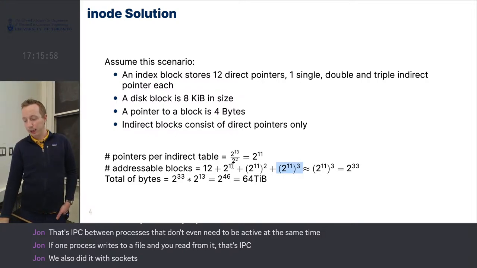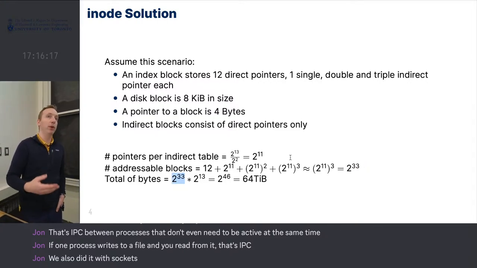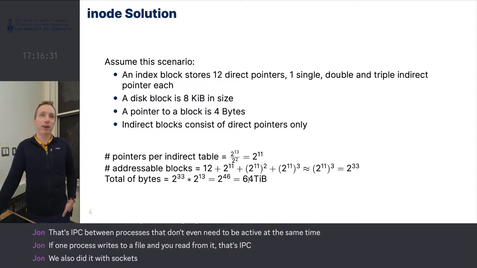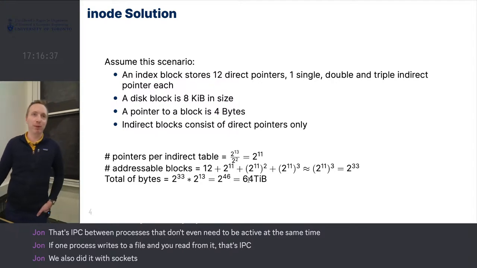Technically, I would have to add all these together, but the 2 to the 11 all to the power of 3 will dominate. So if I want to approximate it, I can just approximate it as 2 to the 33. The maximum size of the file would be, I can point to 2 to the 33 blocks, slightly more actually, and then if I multiply that by the size of the block, I get the maximum file size. In this case, the maximum size of the file I can support is 64 terabytes, which is pretty big. So we're all more happy with that. That's a more reasonable file system.